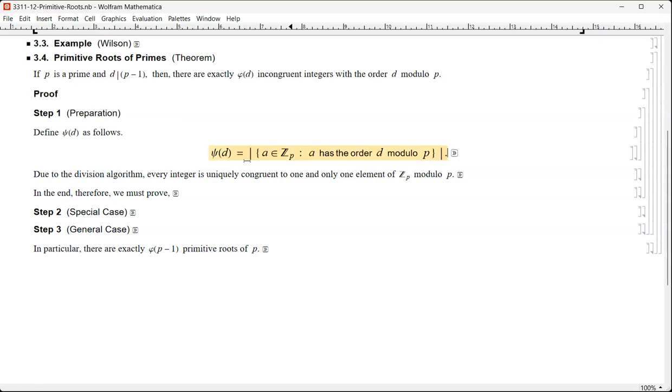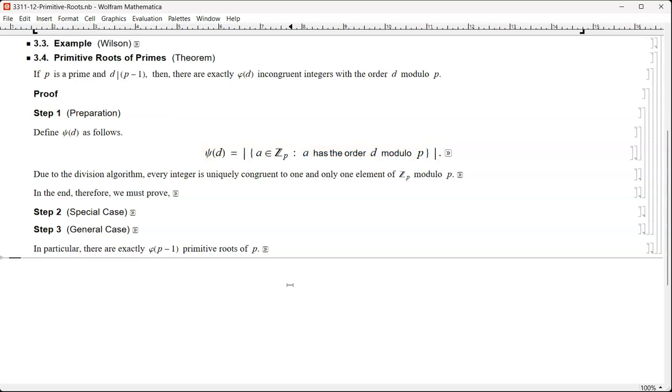Begin with this set, a subset of whole numbers less than p. Z_p is the set of whole numbers less than p. So 0, 1, 2, 3, up to p minus 1.